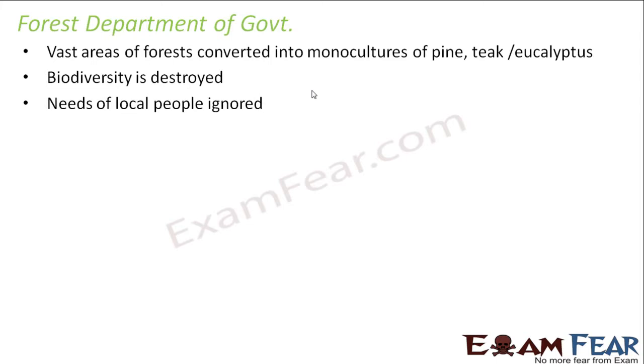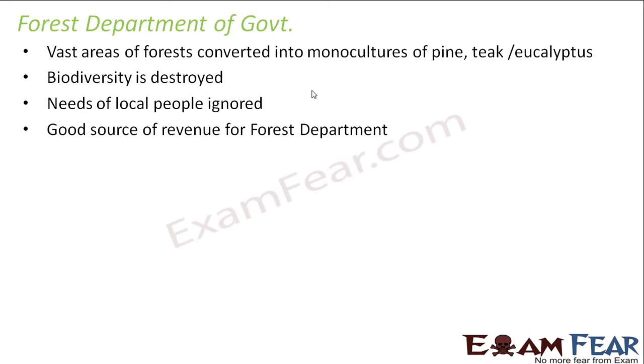As a result, needs of local people are ignored. As I mentioned in the previous slide, the local people, the people who are residing in or around forests, their needs cannot be fulfilled because if you have monoculture of eucalyptus, they will not get different kinds of fruits, vegetables for their survival, right? So their needs are ignored.